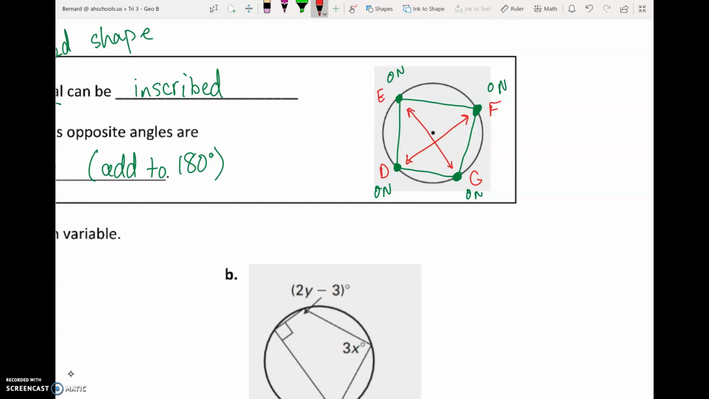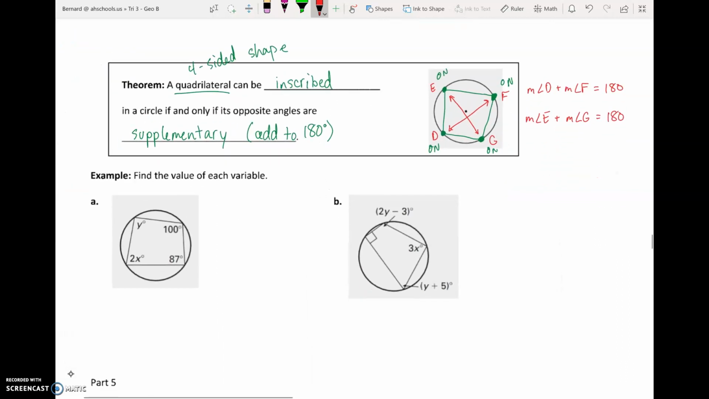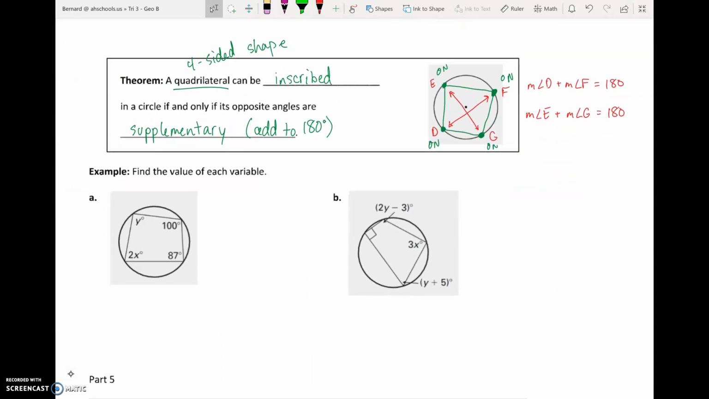And so we can just say measure of angle D plus measure of angle F equals 180 because they are across from each other. And then same with E and G. Measure of angle E plus measure of angle G equals 180. And so if we ever see four-sided shapes, like in the example below, we want to look across the shape, and those two angles that are across from each other should equal 180.